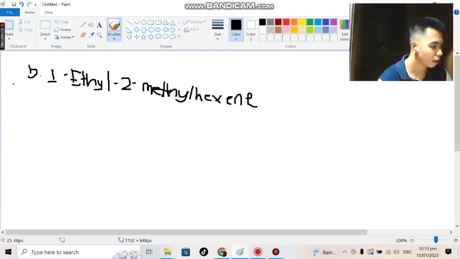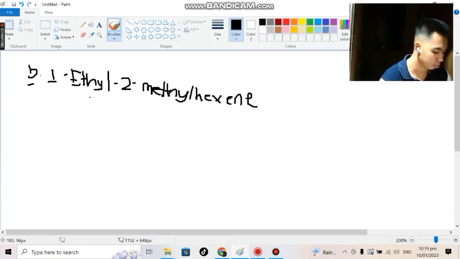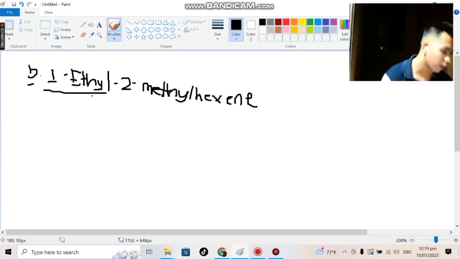So for B, we are presented with this name. We're going to draw the structure of this alkene. Yes, this is an alkene. The keywords that we're going to put here are ethyl, methyl, and hexene. Hexene means that we have 6 carbons in our parent chain, and we have 2 substituents here, dimethyl.